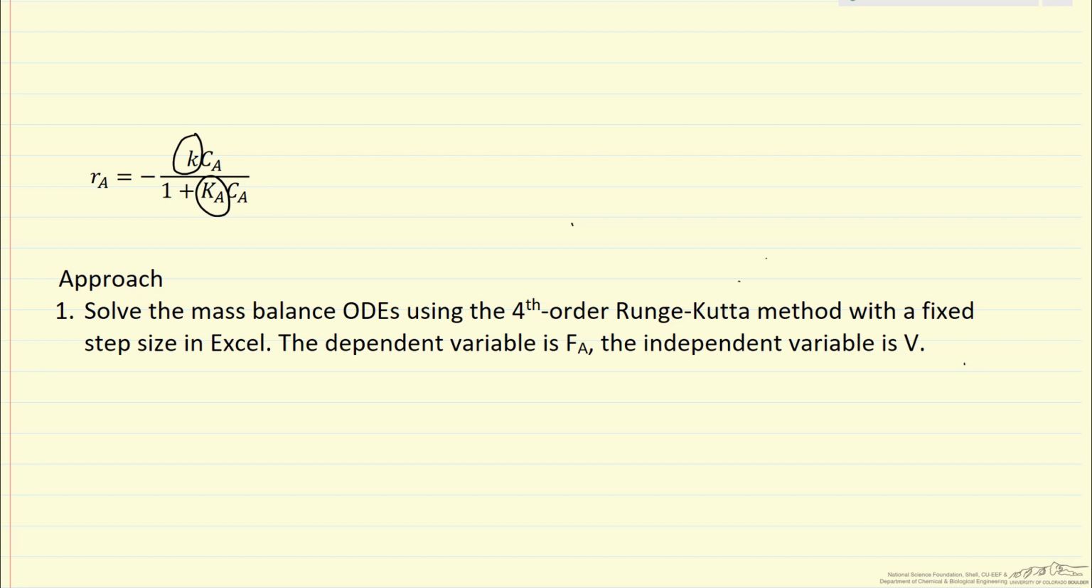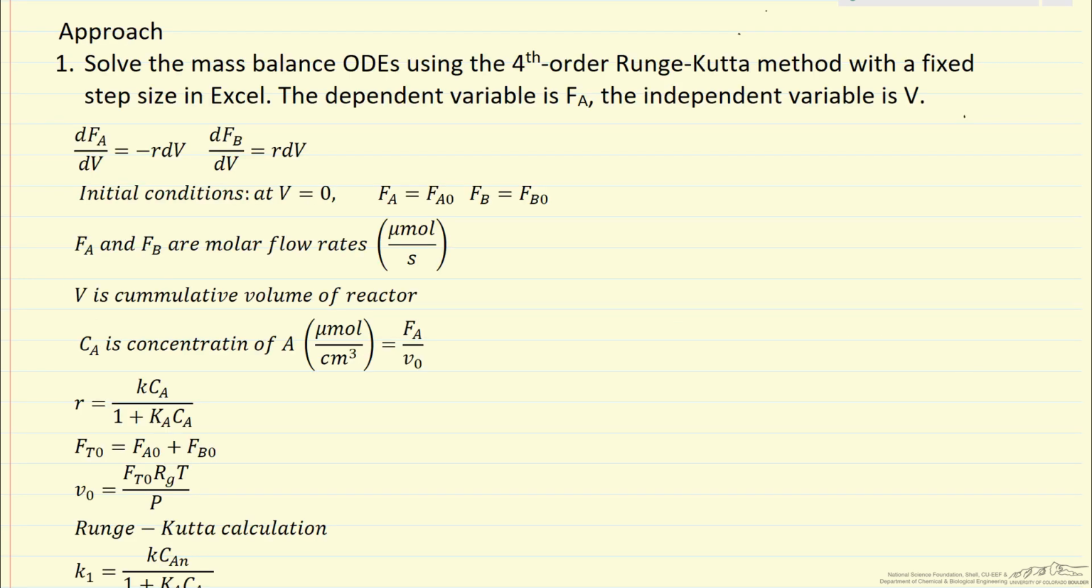And we're going to actually solve two differential equations. So I've written down the mass balance in terms of molar flow rate and rate of reaction for A and B. Now, we don't actually have to solve two differential equations, because if we know the flow rate of A, then we can determine the flow rate of B from stoichiometry and from our initial conditions. But I've done this just to show you a more general procedure, that we can solve more than one differential equation simultaneously in Excel, using, in this case, a fixed step size.